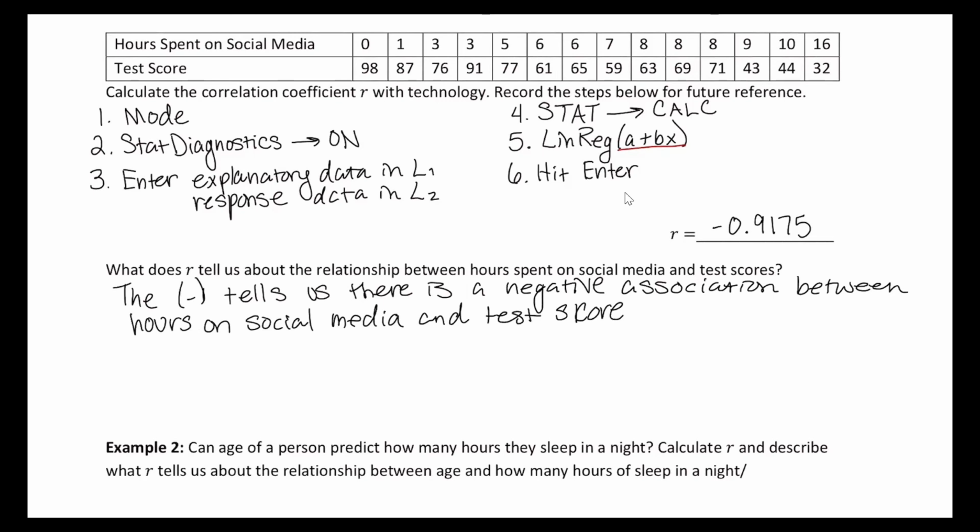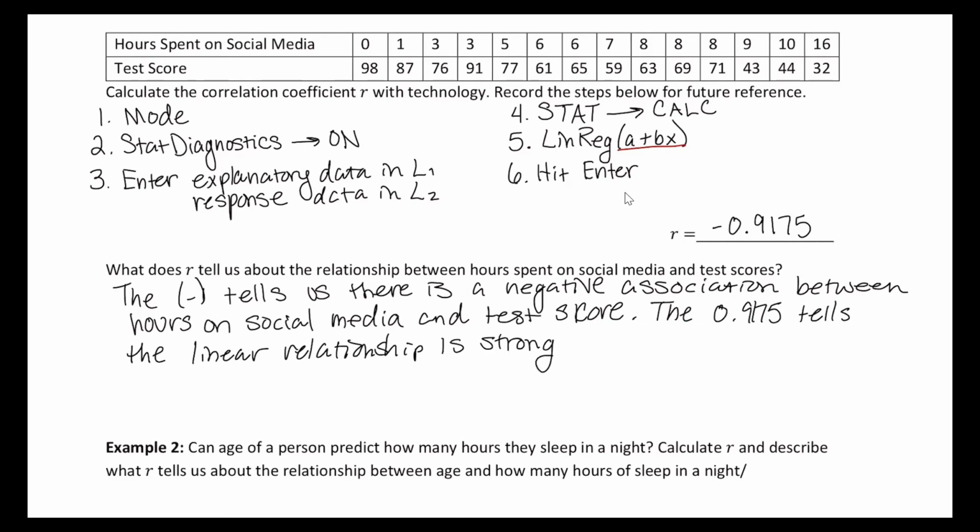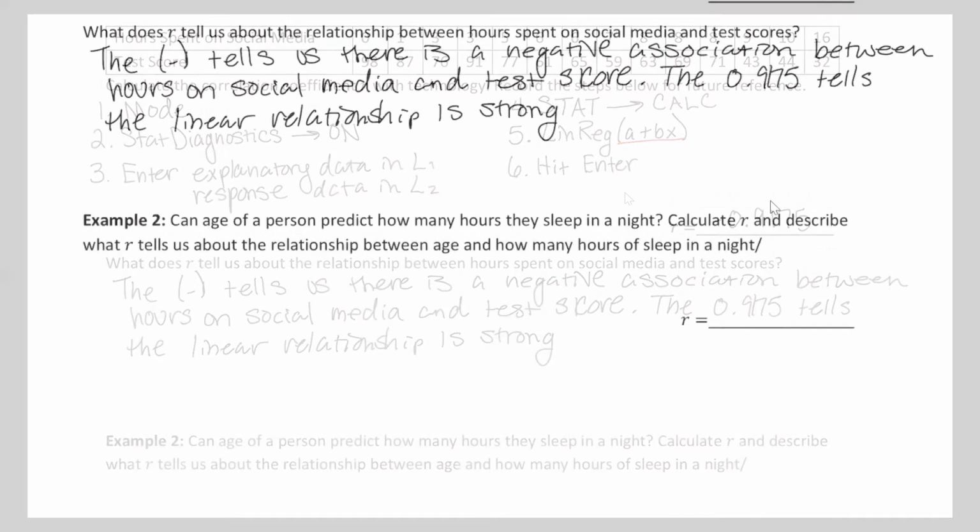And the actual number, 0.9175, is what tells us that the linear relationship is very, very strong. It's very close to that negative 1. It's only 0.0825 away. That's not too much.